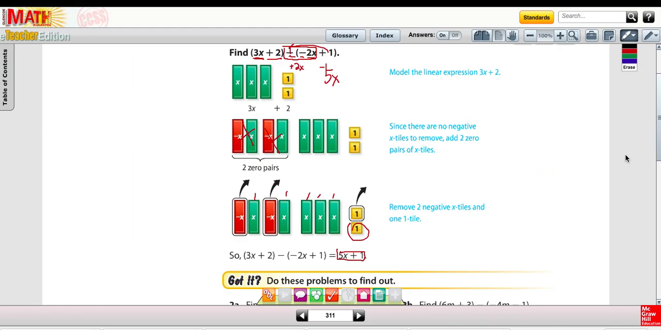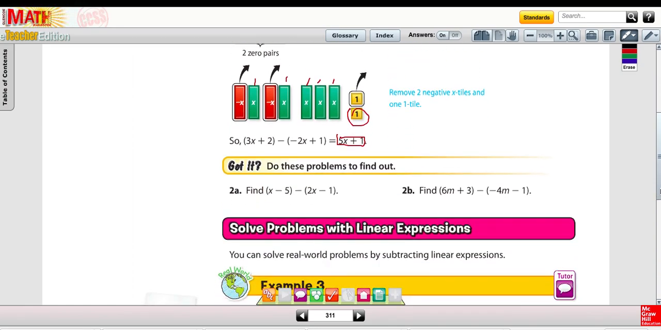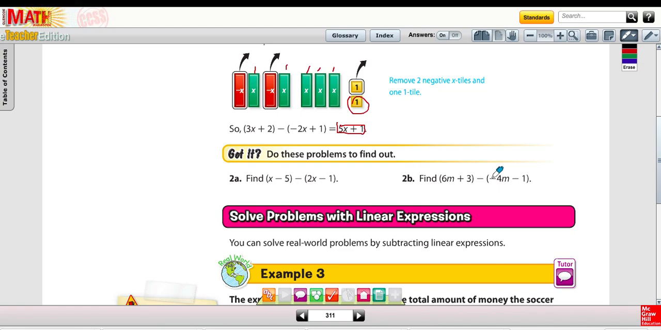I don't feel like I explained that very well, but that's why we have the next couple of problems to try out here. Okay, so 2a doesn't look too different from the last problem. Negative 2x, or minus 2x, negative or minus a negative 1 would turn into plus 1. So we have x minus 2x, which is negative 1x, or just negative x. And then we have negative 5 plus 1. Negative 5 plus 1 is minus 4.